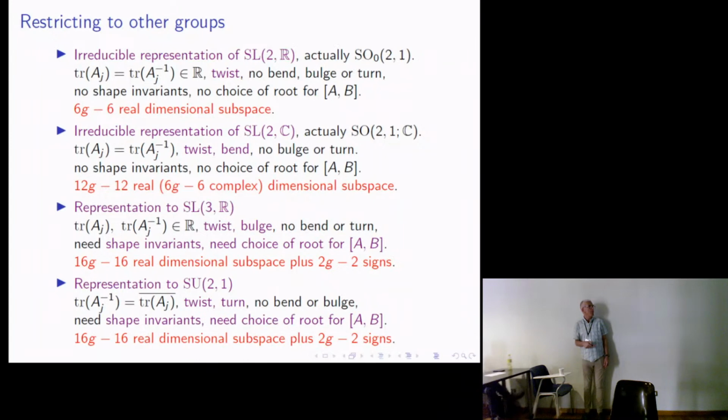And finally, representations to SU21, so this is the complex hyperbolic case. Now the trace of the inverse is the complex conjugate of the trace, so that's another diagonal slice. I have a twist and a turn parameter, but no bend and no bulge. So when Yanis and I were writing our paper, we used twist and bend, which was actually a bad mistake. We should actually have said twist and turn.